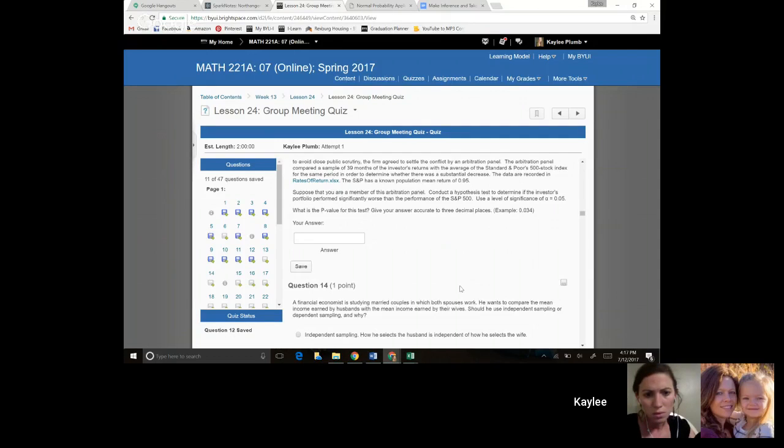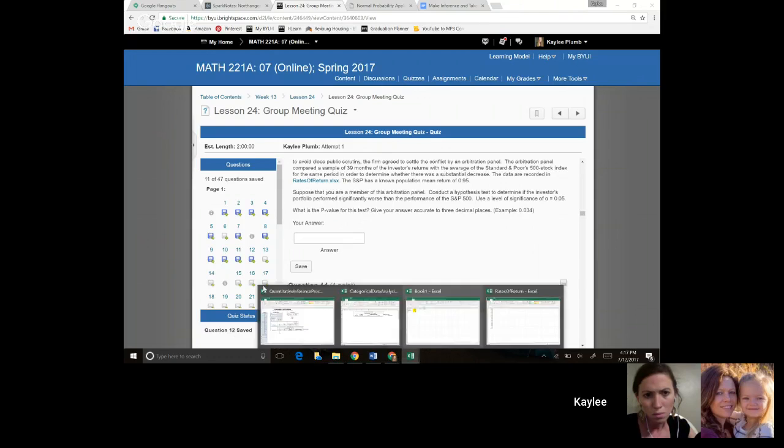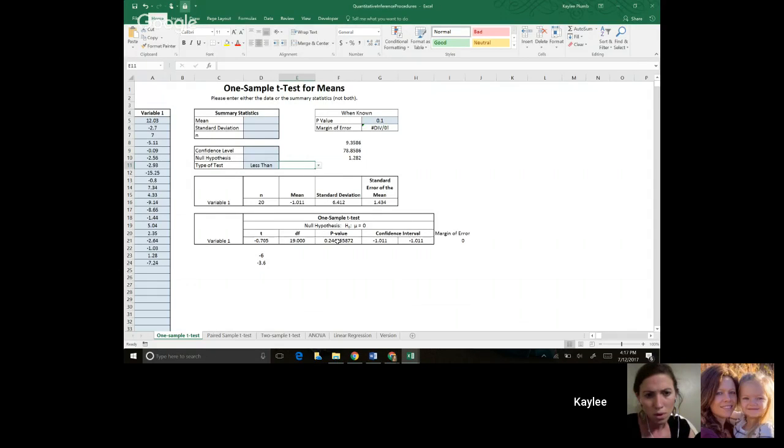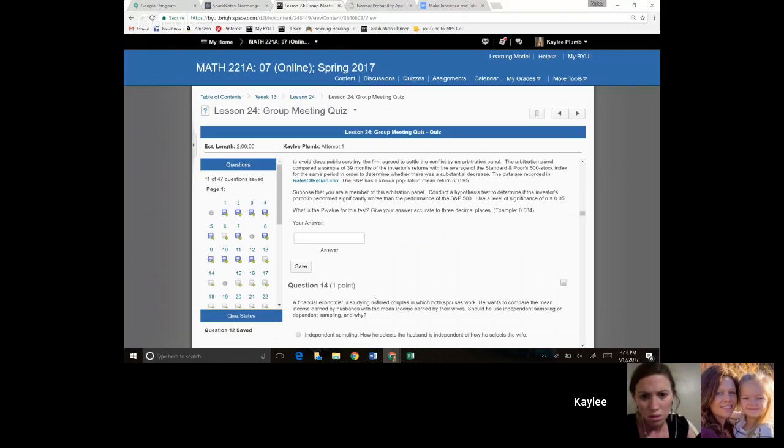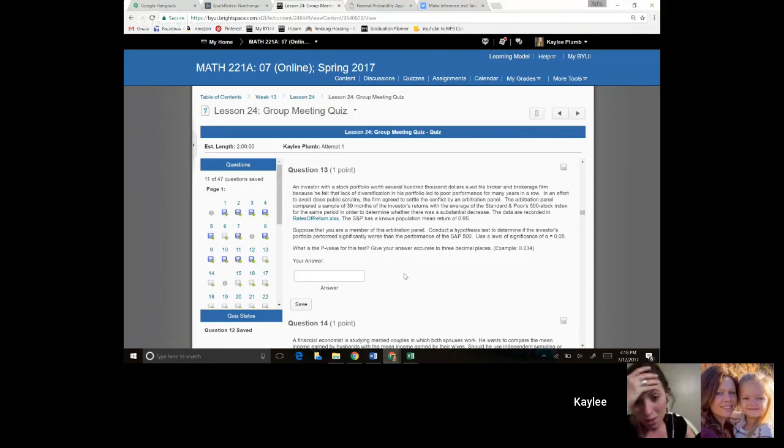Did you get a p-value of 0.859? Okay, I don't remember how you calculate p-value in this case. I think I just did the one sample t-test, but I can't remember. I'm trying to pull up all my equations. Yeah, but it also says the p-value is known. Or not the p-value, the mean of return of 0.95.